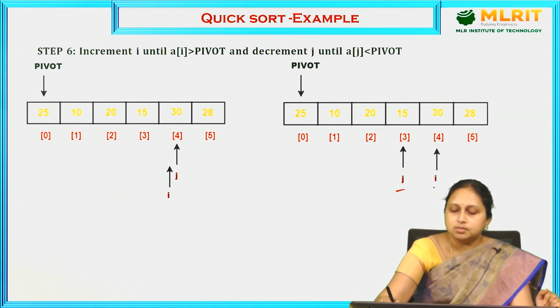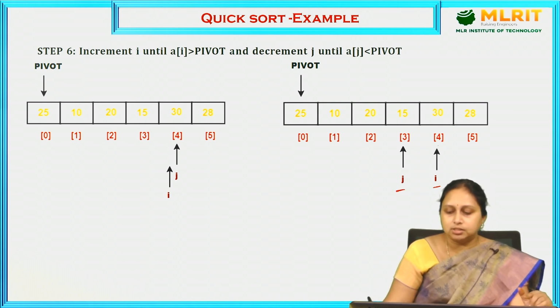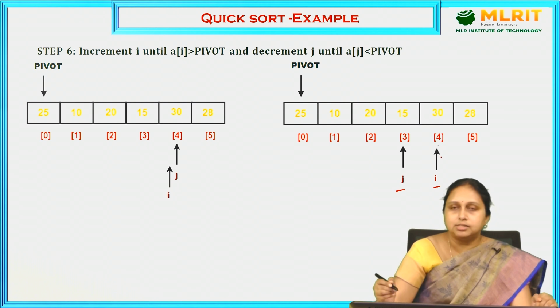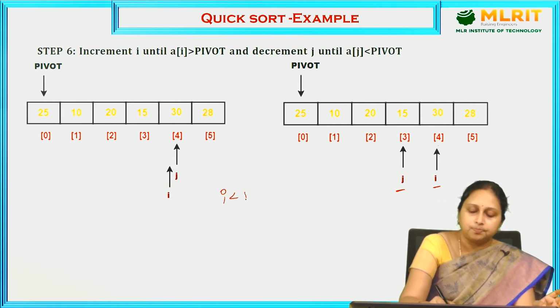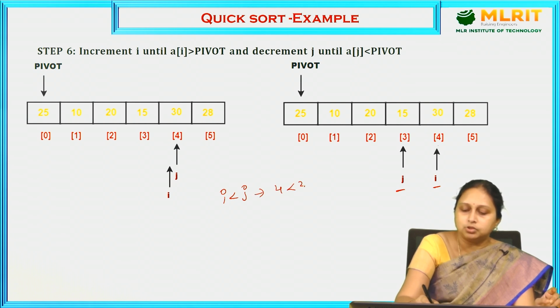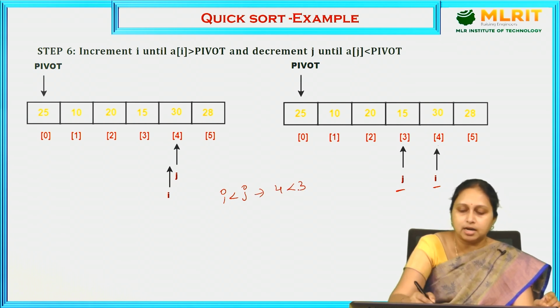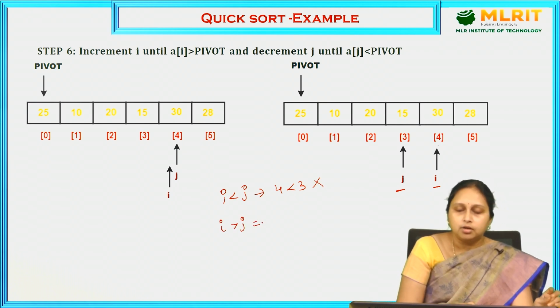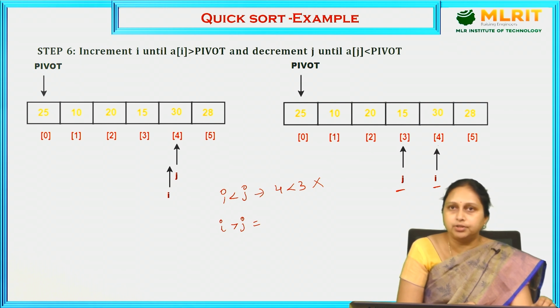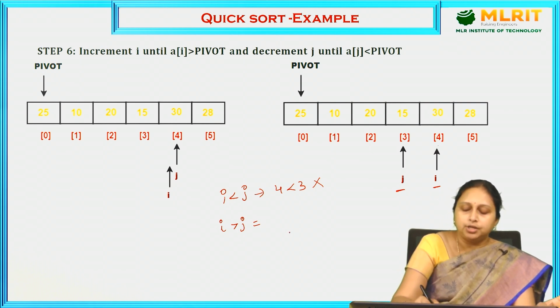Now after doing this, you can see here, this is the step where we are. J is here and I is here. Now you need to check for I less than J. What is your I value? I value is 4, is it less than the J value 3? Is this condition true? No. Now I is greater than J. If I is greater than J, what do we need to do? We need to swap A of J and the pivot element.